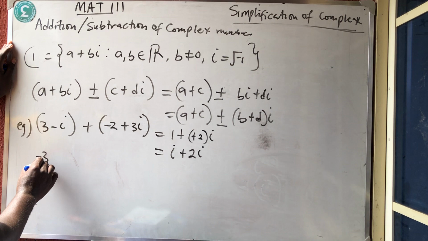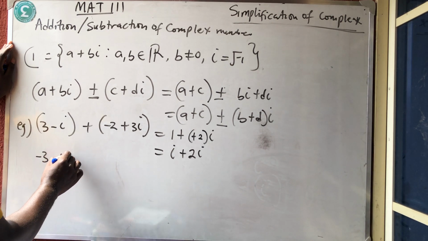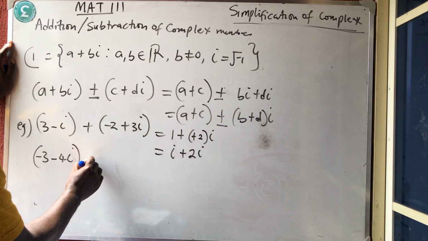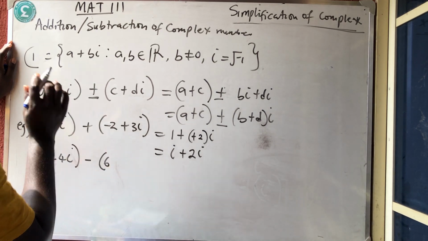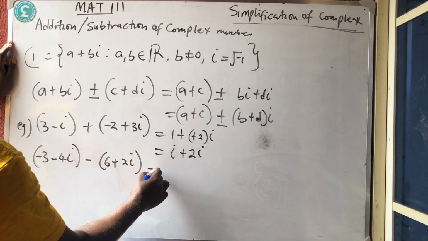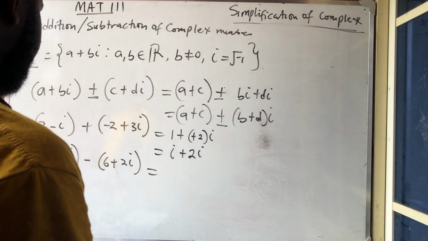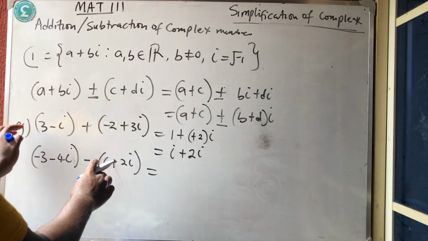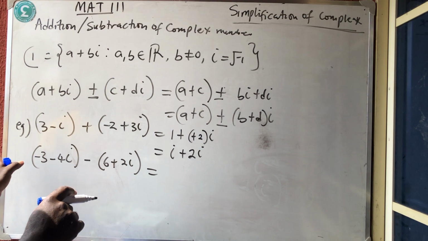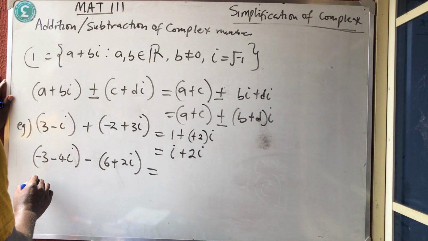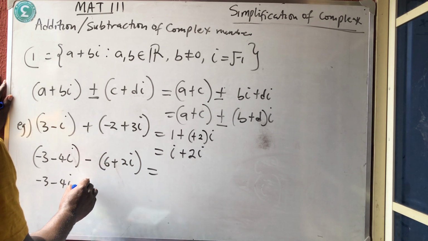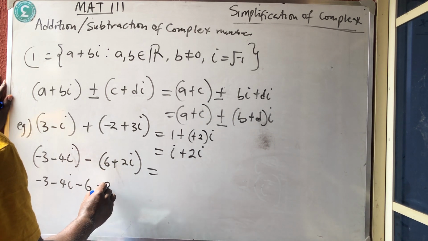If you have minus 3 minus 4i, minus, or let me even use minus 6 plus 2i, okay, let's do that. Now, in fact, you can decide to open the bracket with the minus, because minus is very powerful. So let us open the bracket with minus. So I'm going to have minus 3 minus 4i, this time this, minus 6, this time this, minus 2i.